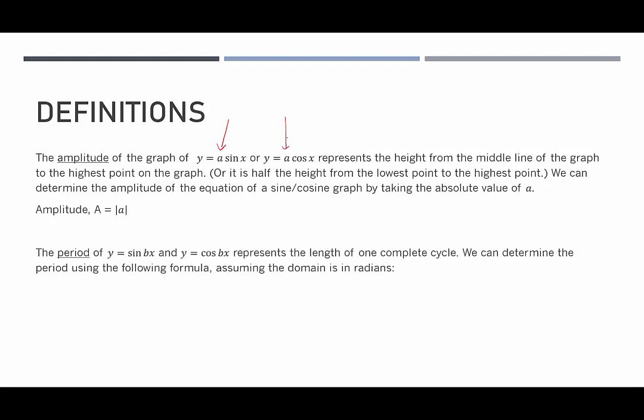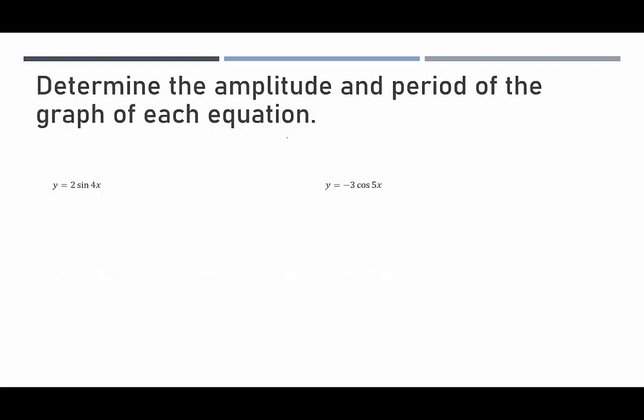The other definition to review is the period. If we look at the sine or cosine function, if something's being multiplied by x within the function itself, that's going to affect the period. The period represents the length of one complete cycle. Normally a period is 2 pi, but if there is a b value besides 1, we would figure out the new period by dividing 2 pi by b. This is also making the assumption that the domain is in radians.